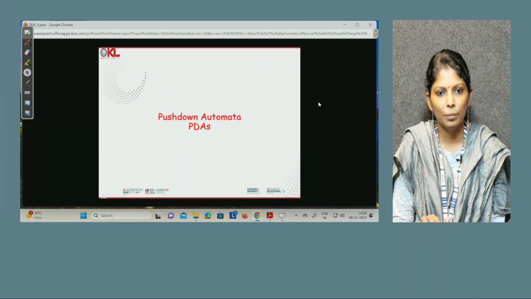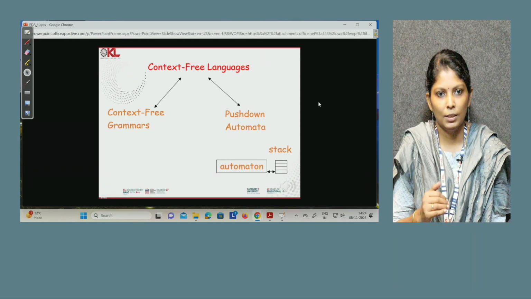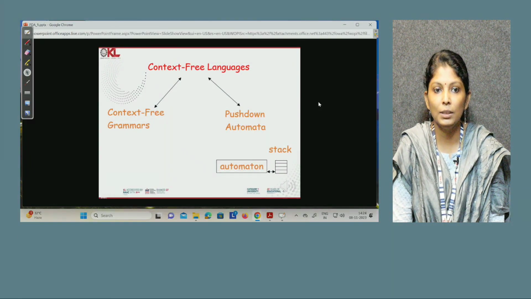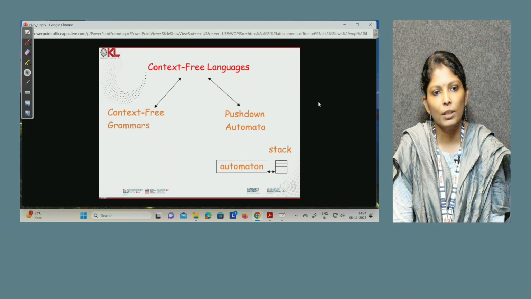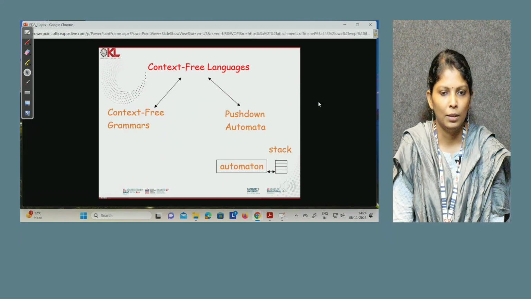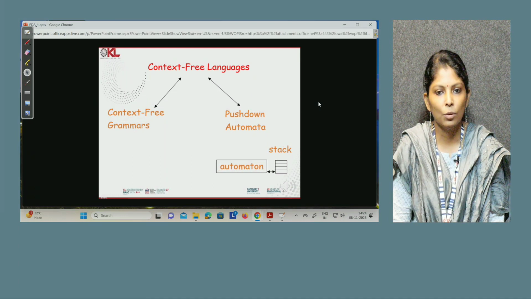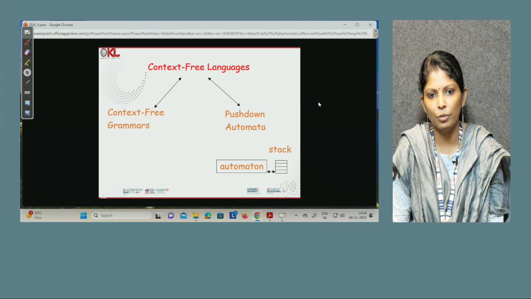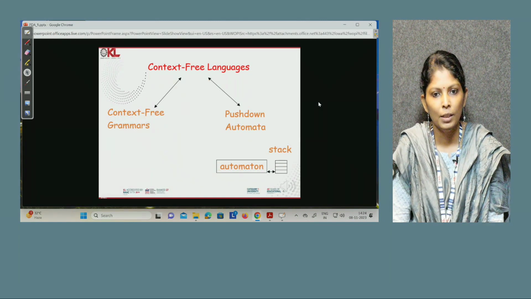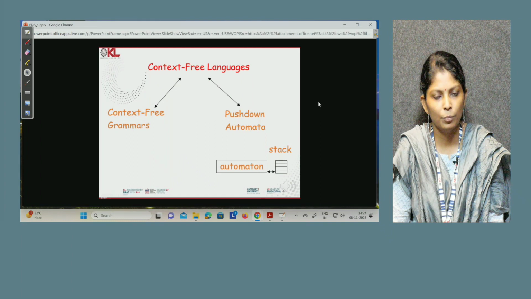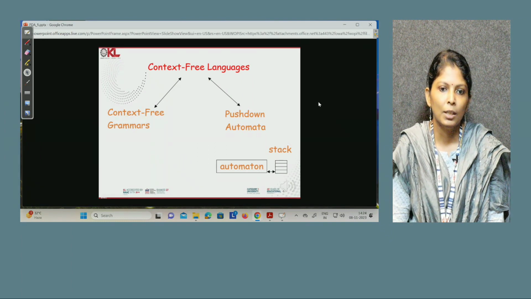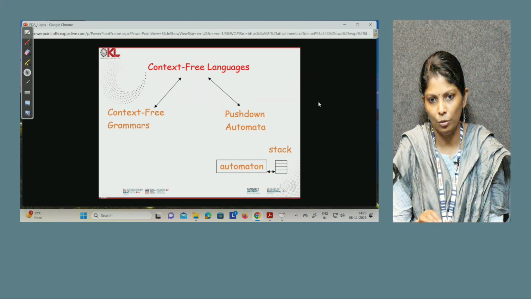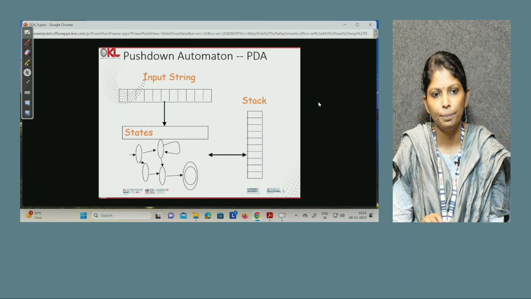So push down automata is something related to context free languages. When we talk about context free languages, they can be represented using context free grammar and push down automata. And push down automata is nothing but an automaton attached with a memory content, that is stack. When we talk about finite automata, there is no memory, but when we come to push down automata, we have a memory and the stack is used as the memory here. So it is working in the mode of first in last out principle.